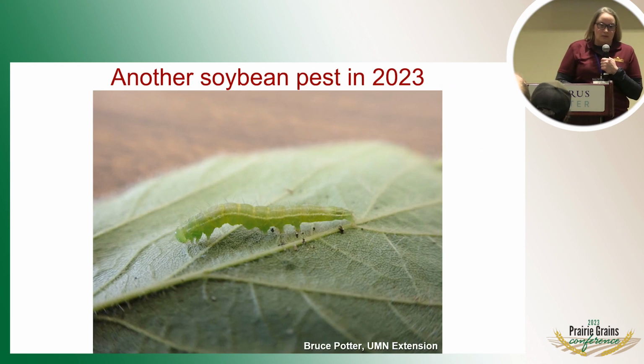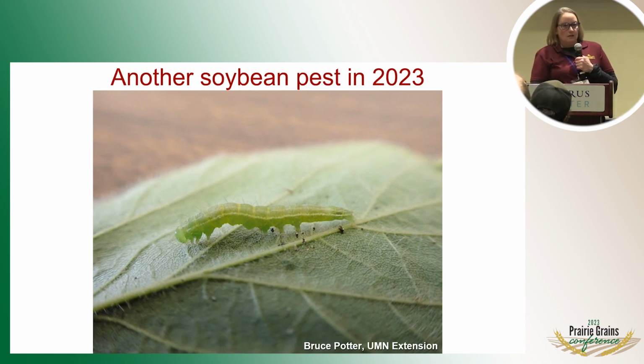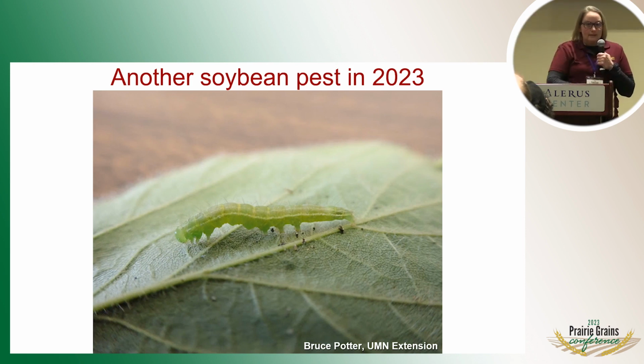This is another one we saw a lot in 2023. For identification purposes, what you're seeing here are three pairs of true legs. We have 3 prolegs on this abdomen, and then right at the rear end is another set of prolegs. What is this? Green cloverworm. This was a bad one throughout parts of northwestern Minnesota this past year.